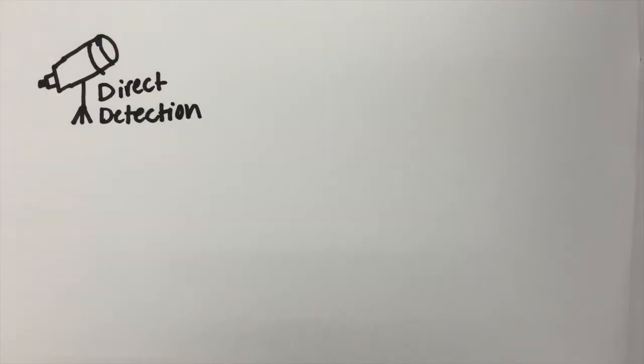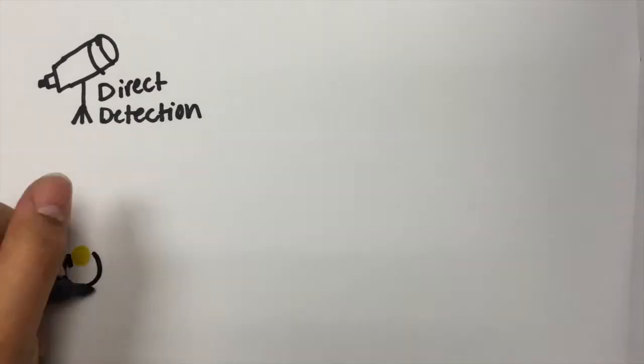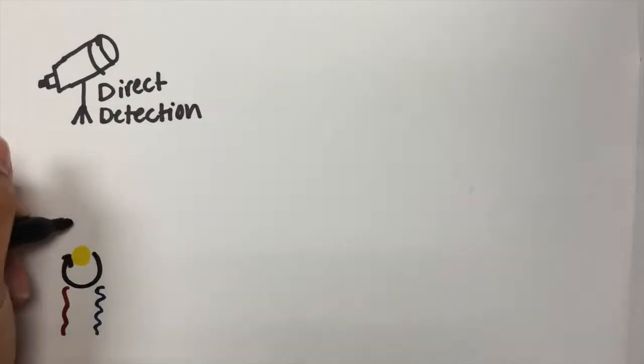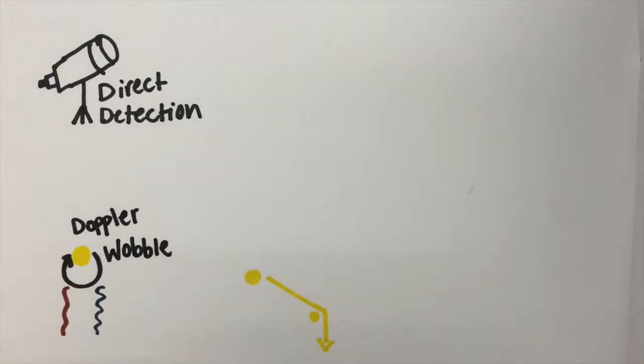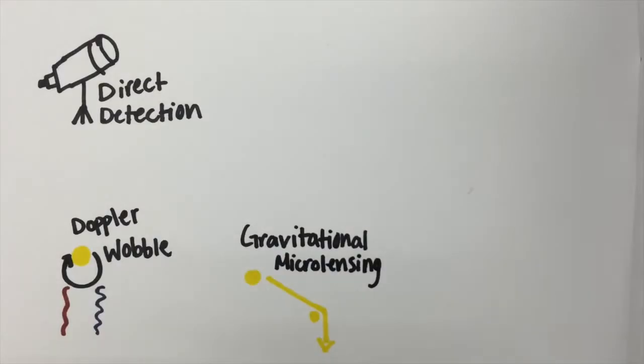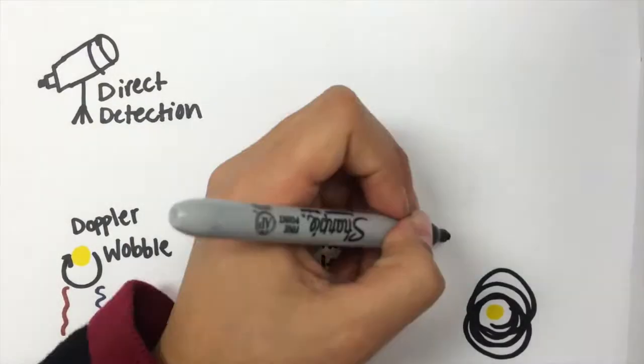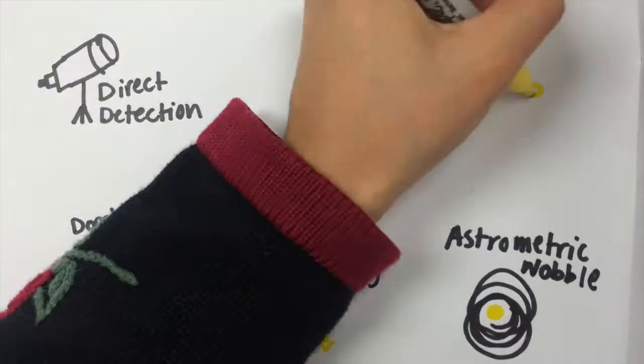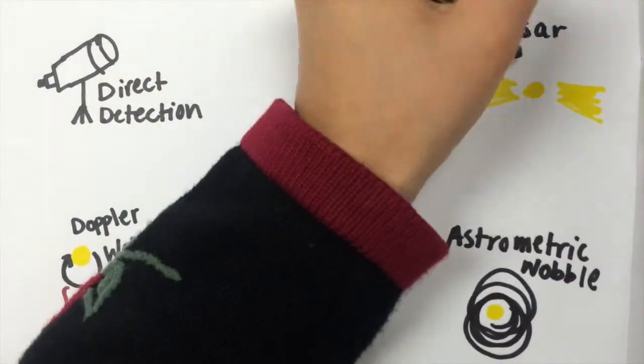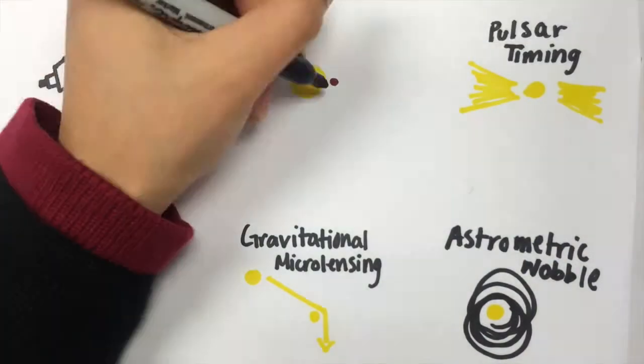Today we'll be discussing 6 different methods to discovering exoplanets and going into depth with them. The methods do include direct detection, the Doppler wobble, gravitational microlensing, the astrometric wobble, pulsar timing, and planetary transit.